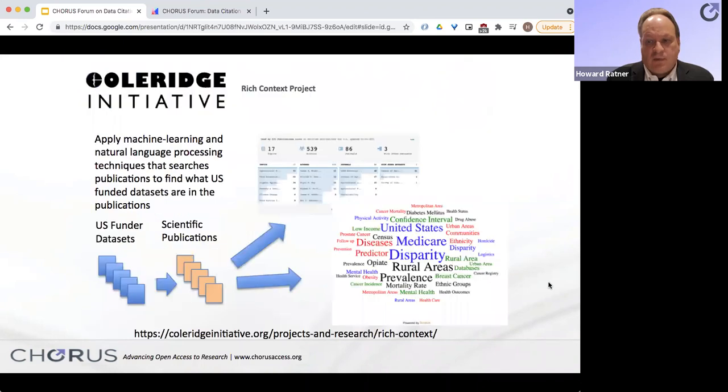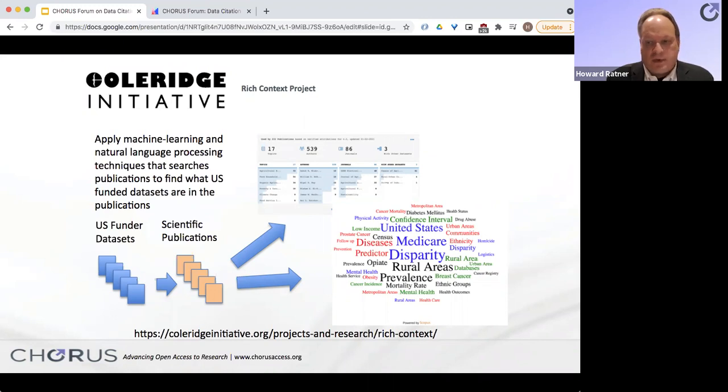But even more recently, Chorus became a partner in the Coleridge Rich Context Project. Now, this aims to apply machine learning and natural language processing techniques that search publications provided by Chorus members to find what data sets are in the publications, to show how they've been used, to find other experts who have used the data, to identify other related data sets, and importantly, to show the impact of funded data sets back to the US agencies, institutions, and publishers in an ongoing service.